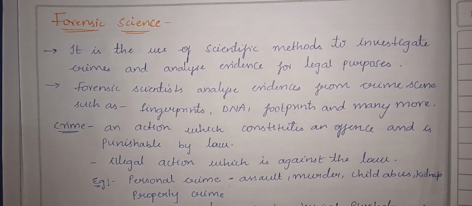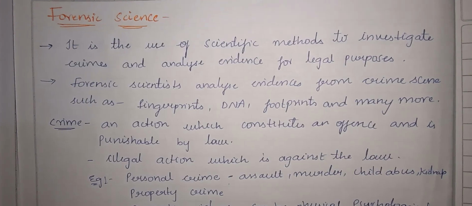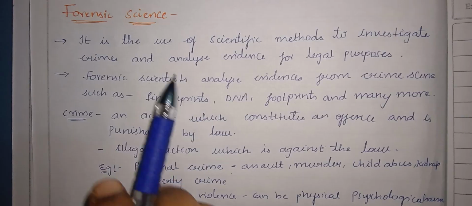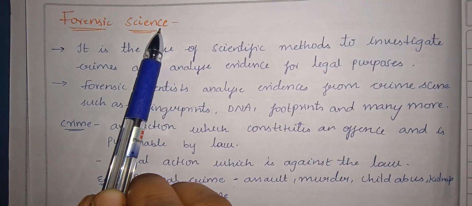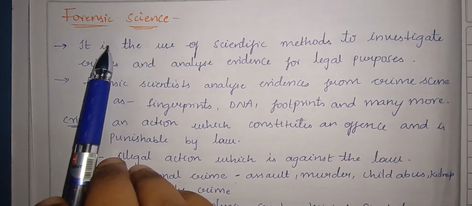Guys, hello. So in this video, I am going to explain about forensic science, a small introduction to it, the definition and some of the terms related to forensic science. So forensic science, as the word itself suggests, is a science which is helpful to solve crime cases. Let us know briefly about it in clear.